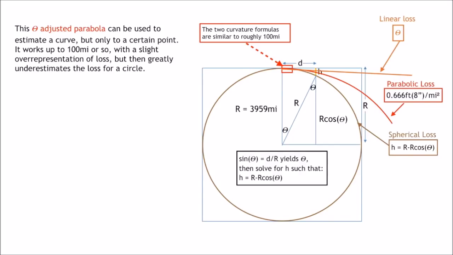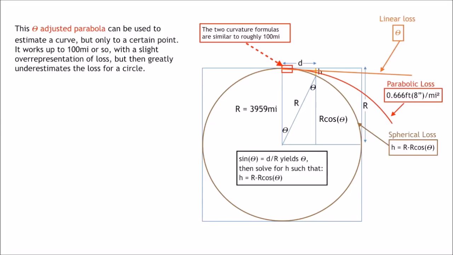It works up to about 100 miles, as you can see, and then it just starts to fall away. You cannot make that come back into a circle. So it has a slight overrepresentation of loss, but then greatly underestimates the circle as it goes on. So again, the two curvature formulas are roughly similar to 100 miles, and then they start to break down.